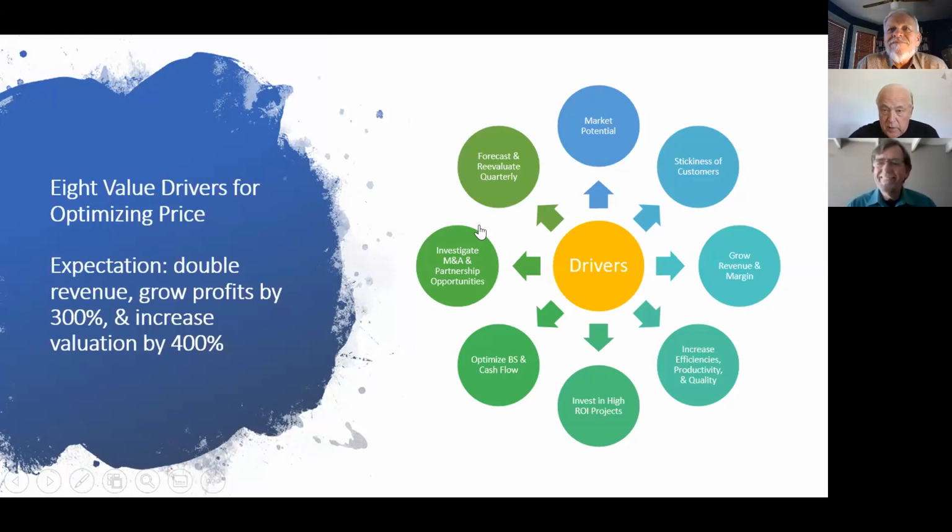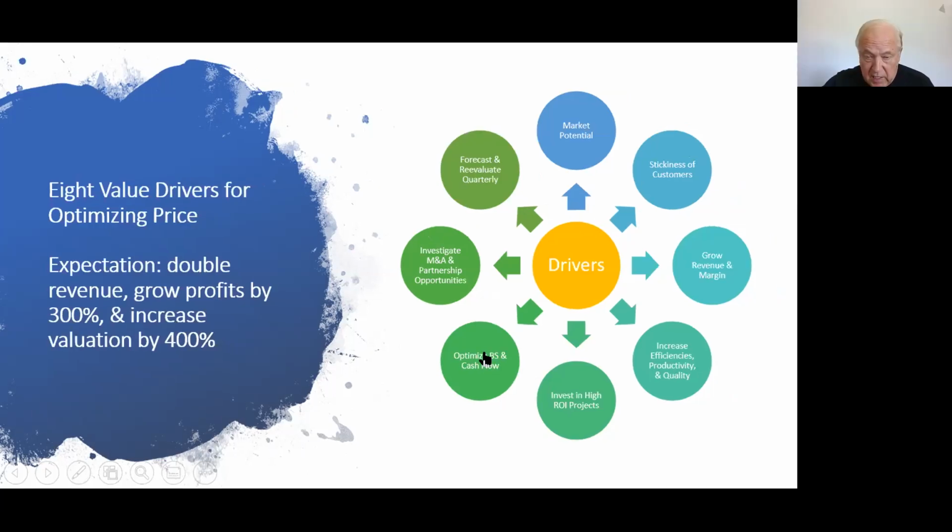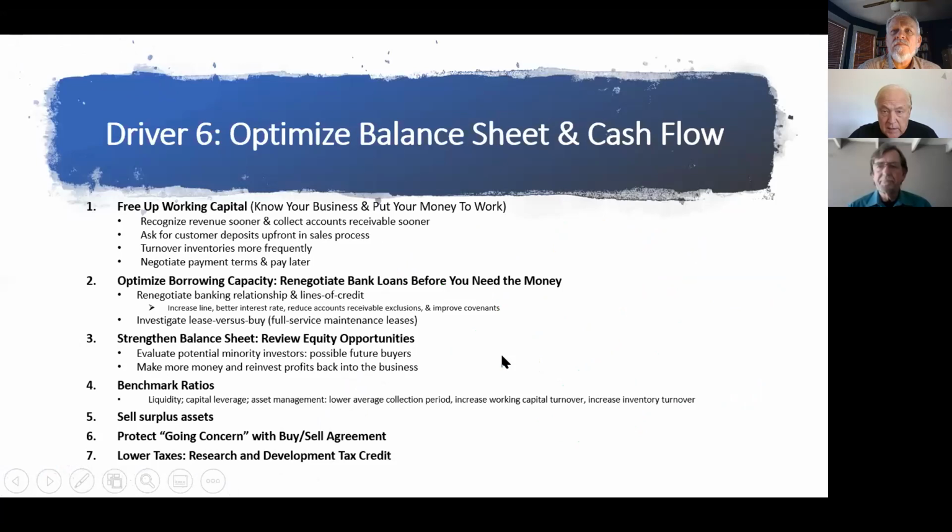Okay, well, thank you, Ray. Again, briefly, we have 8 drivers that we use as a team for optimizing the value of a business. Today, we are going to talk about the 6th one, going clockwise from the top, and it's called optimizing the balance sheet and cash flow. And here's a slide that gives more detail on it.